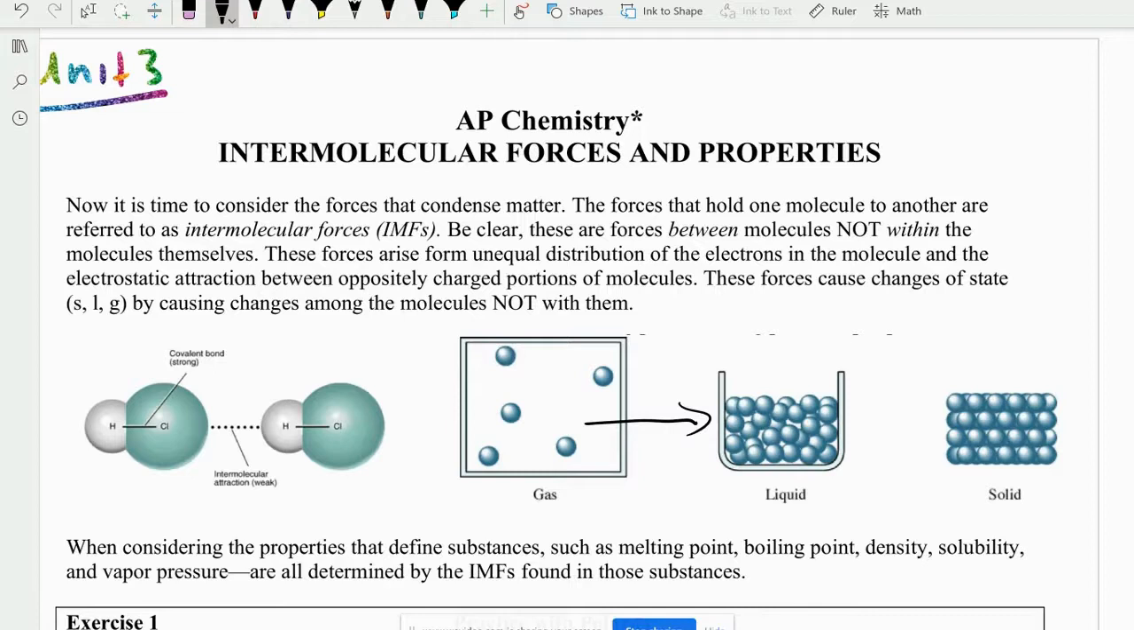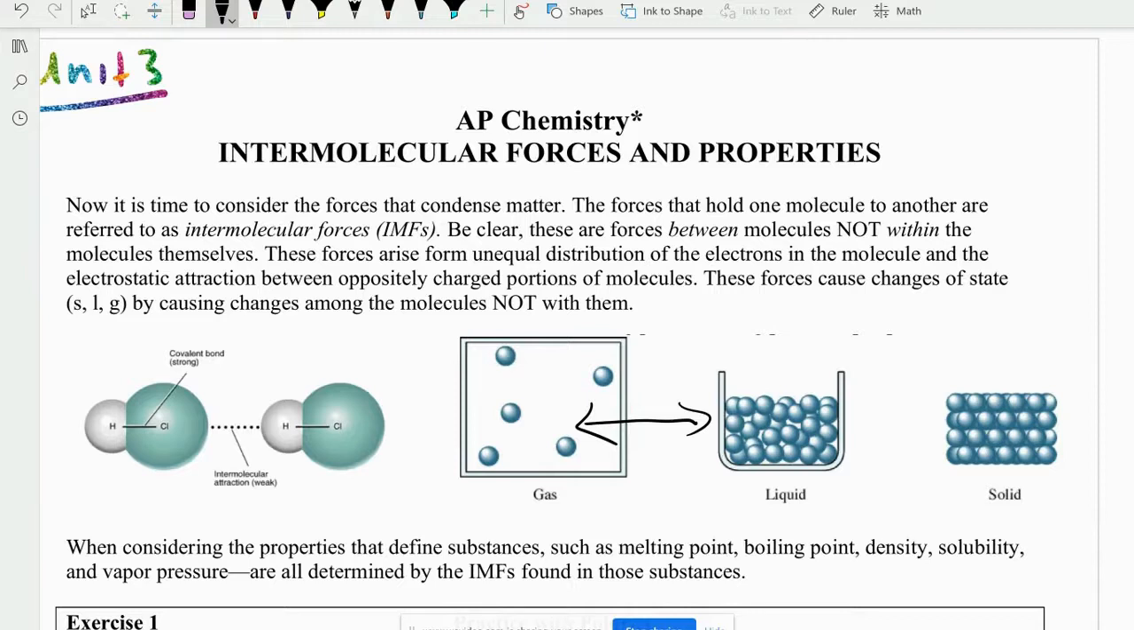Remember, going from a gas to a liquid is called condensation. And one more time, if you're going from a liquid back to a gas, we call that evaporation, or sometimes we even say boiling, or sometimes vaporization. Let the synonyms begin, you guys.